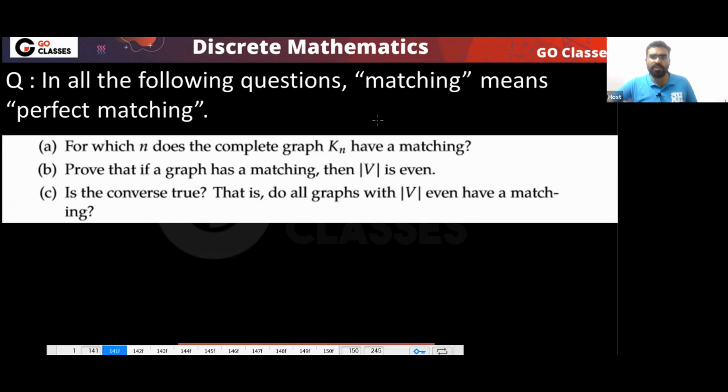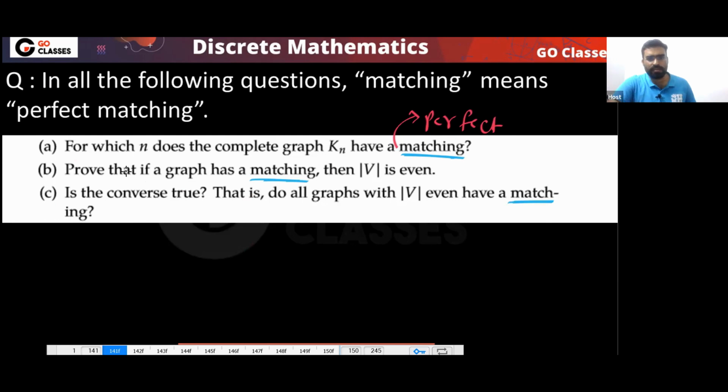For this question, just quickly answer it. Remember in this question, matching means perfect matching. Basically this matching word, that basically means perfect matching. So replace this matching with perfect matching. Similarly here, this should be perfect matching.